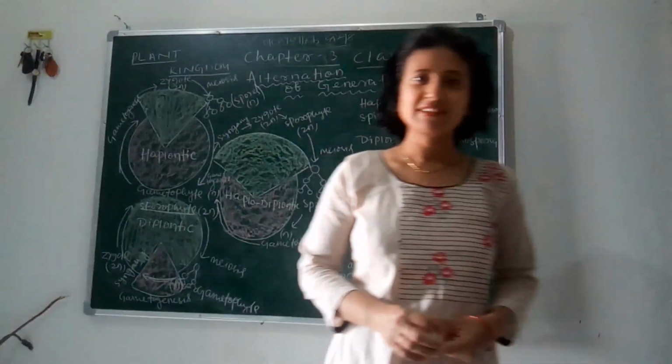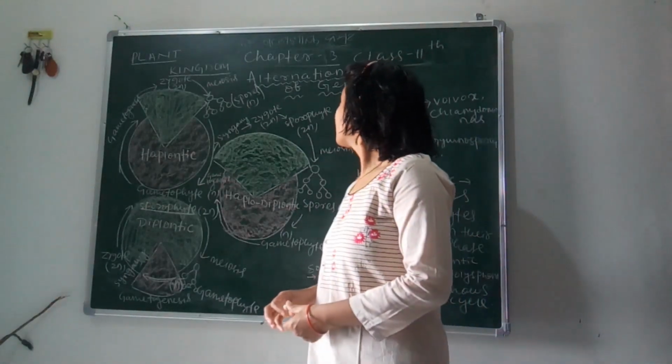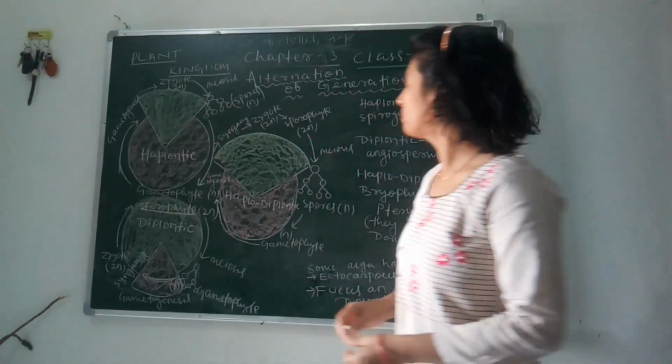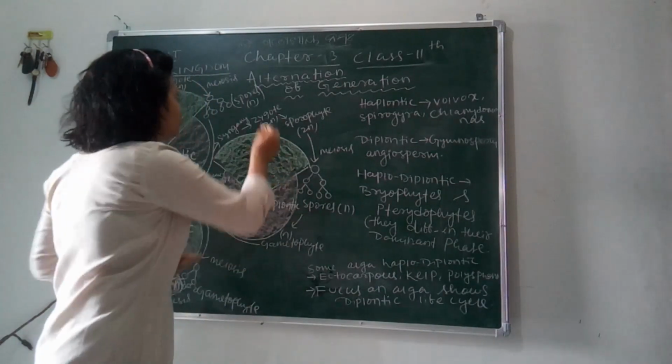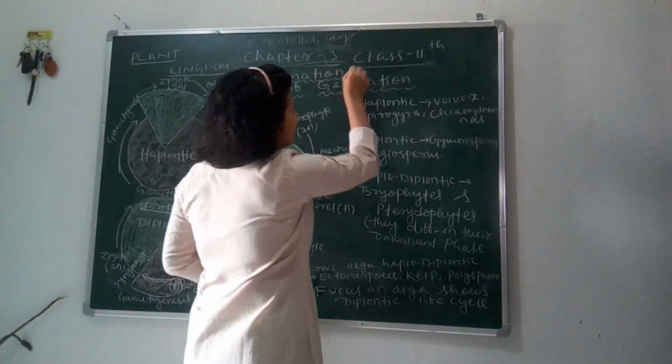Hello students, good morning. Let's start chapter 3 of class 11, that is plant kingdom. Today we will study alternation of generation.